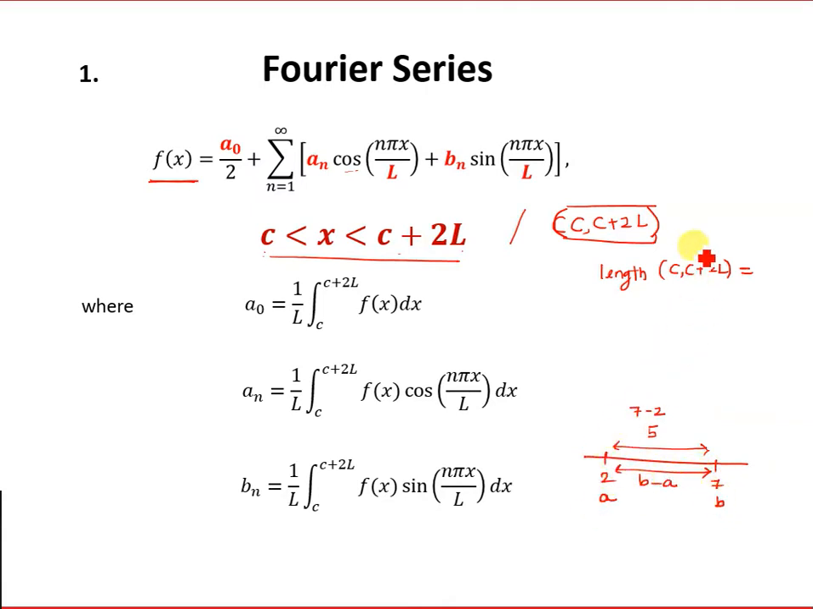In the same way, in our case, we have C and C plus 2L. So to get the width, what will we do? C plus 2L, which is the higher number, minus C. So we can say this C is the same, it cancels out. So this gives you length as 2L. So we say that this is the Fourier series expansion for the function defined over the interval of length 2L.